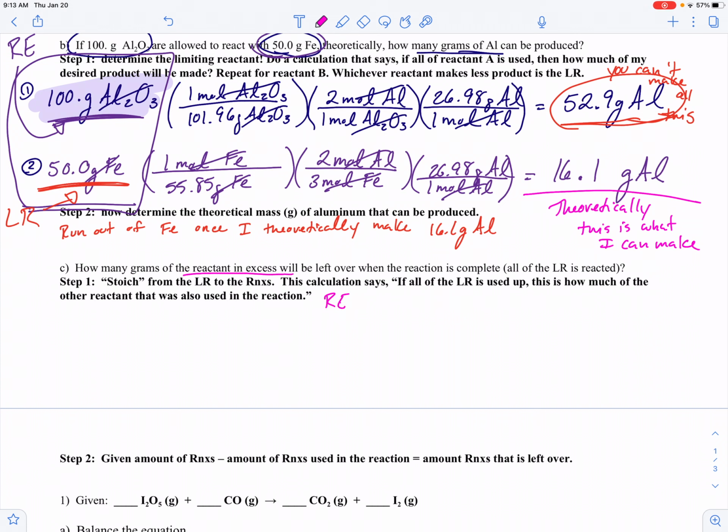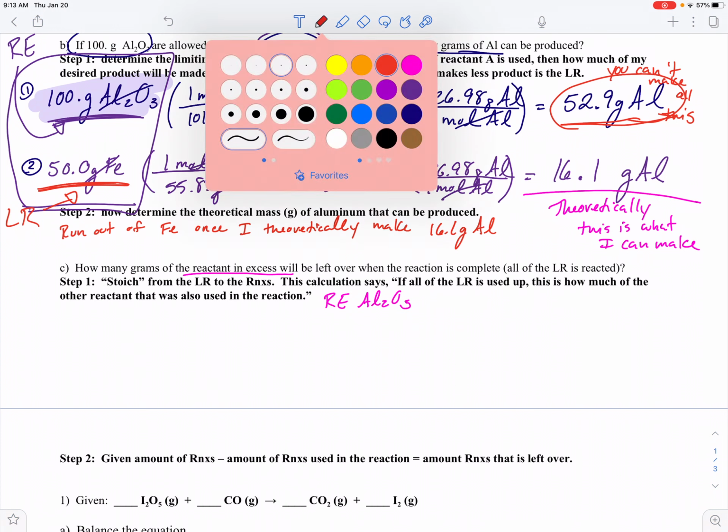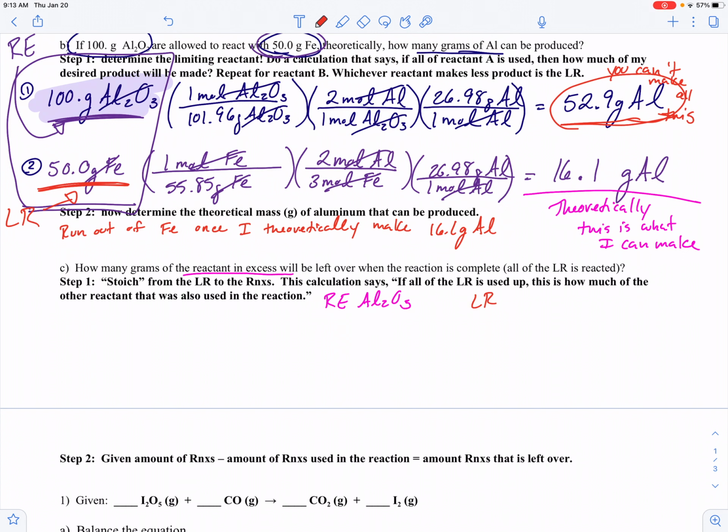So I know that my reactant in excess is the Al2O3. I know that my limiting reactant was the Fe. So that means I know that I'm going to use all of this. That's going to tell me how much aluminum oxide I'm going to eventually use. So again, it's a lot like the chocolate and the marshmallows. If you only have 10 marshmallows, you can only use 30 pieces of chocolate. Same idea. So I know I'm going to use all of this. So that's the number I'm going to start with.